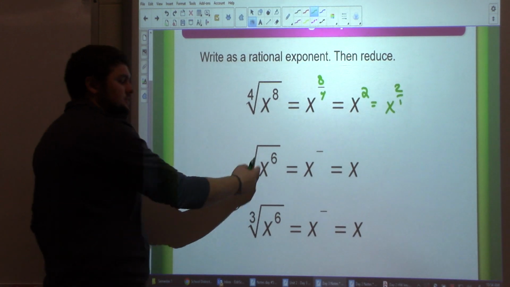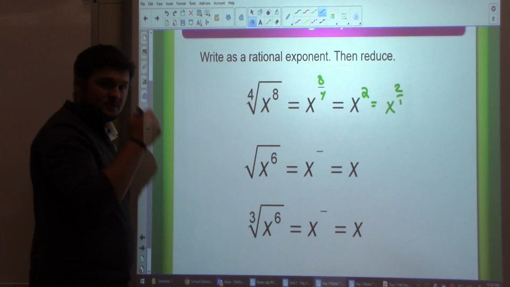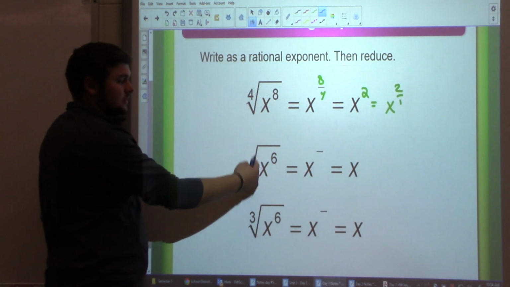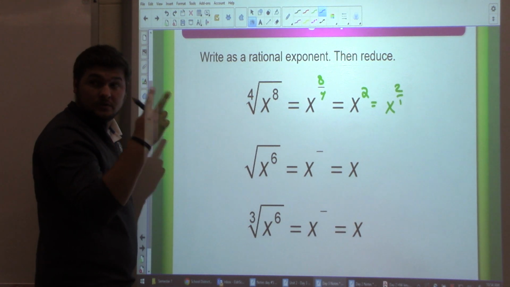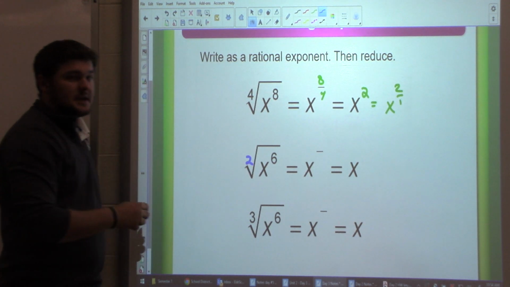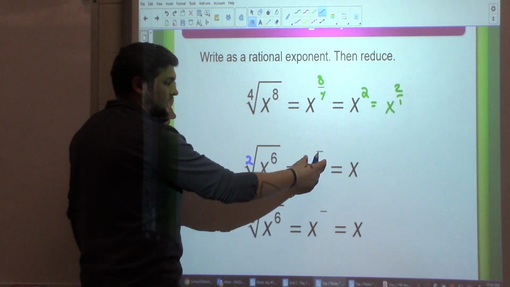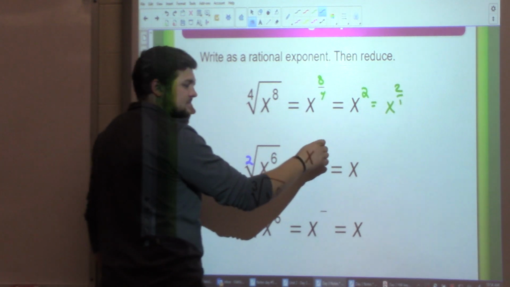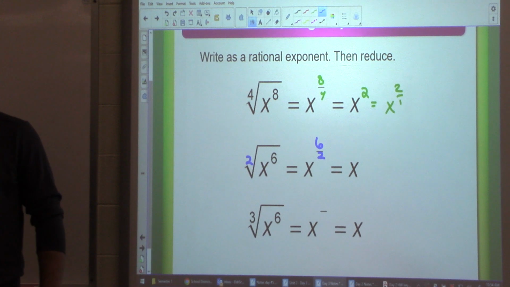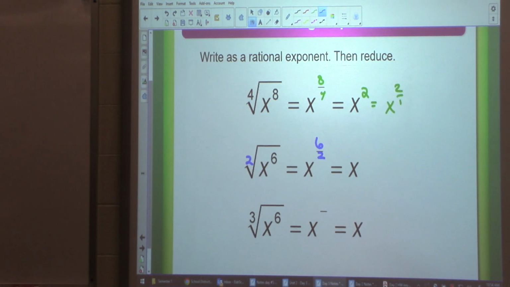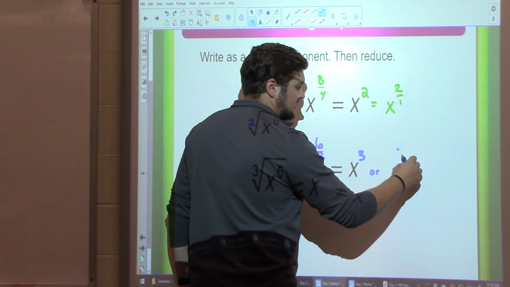Well, if I look at my next one, the square root of x to the 6th. What root is this? The square root is what root? 2. Right? We just said that. The second root. So if I want to write that as a power, from radical to exponential, 6 becomes my numerator, 2 becomes my denominator. So 6 over 2 is 3. So it's x to the third, or x to the 3 over 1.